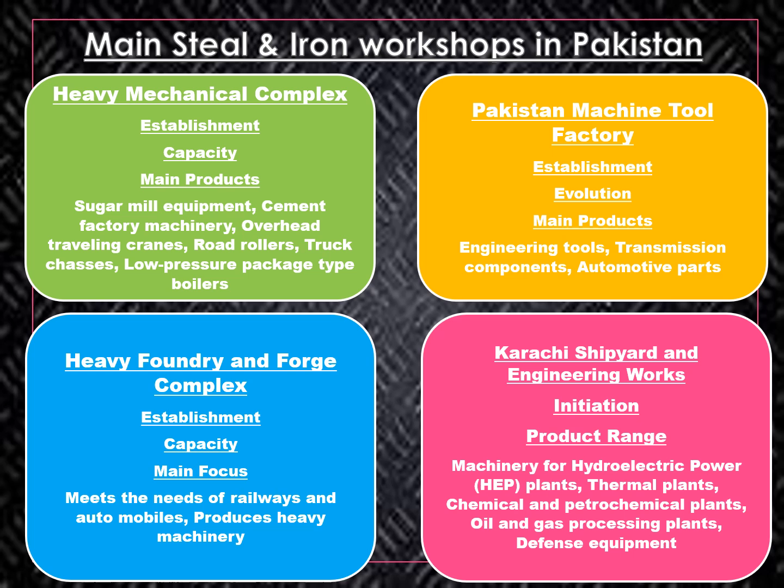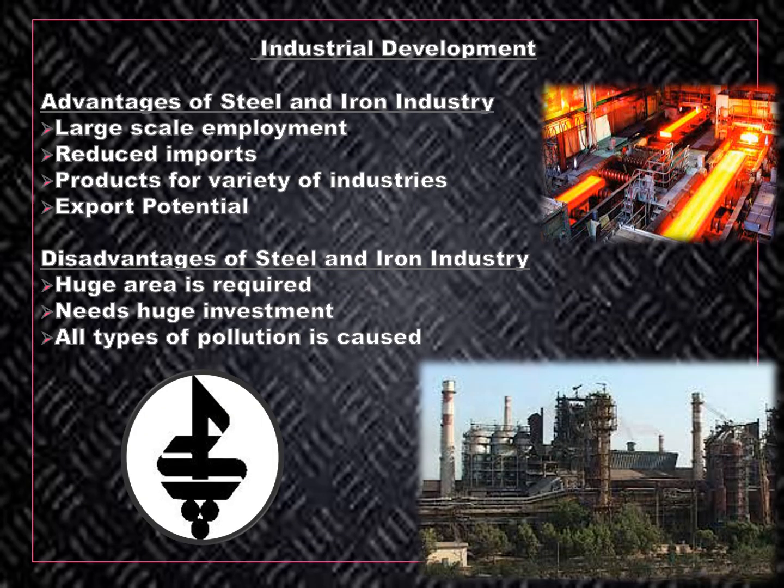So if we talk about the advantages of the steel and iron industry, it's a large scale employment industry. It gives employment to thousands of people. Products are manufactured locally, so imports are reduced. Products serve a variety of industries. It also has export potential. Disadvantages, however, are also there: a huge area is required, and it needs huge investment, so Pakistan has to seek foreign assistance. All types of pollution are present, like land and water pollution from untreated wastewater, noise pollution from heavy machinery, and air pollution due to the release of heat and smoke.